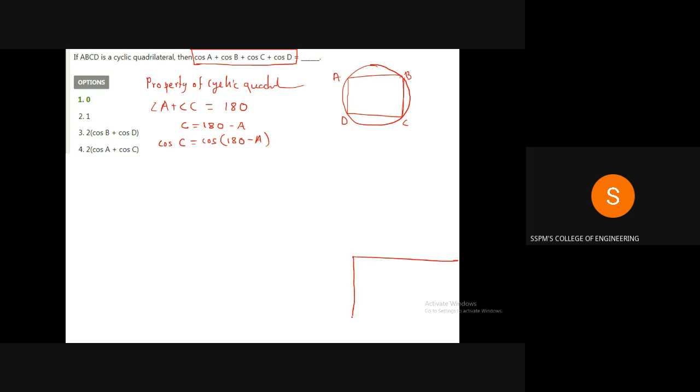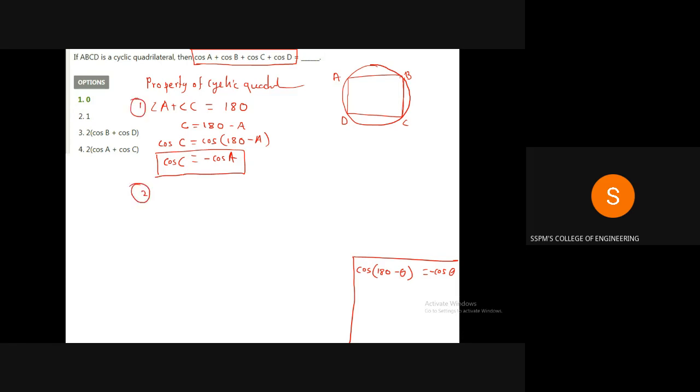We have used that in previous example. What is cos of 180 minus theta? It is minus cos theta. So we can write here minus cos of A. That is, cos C is equal to what? It is minus cos A. This is the first step.